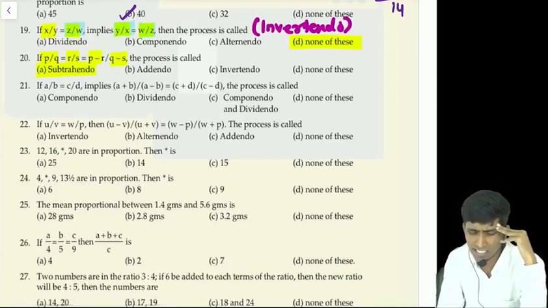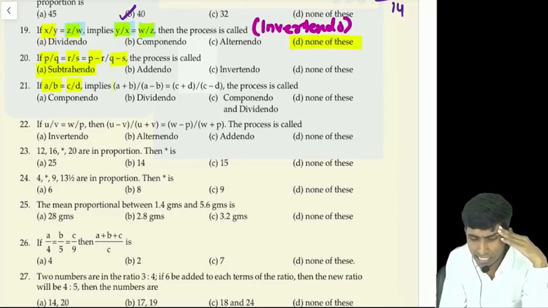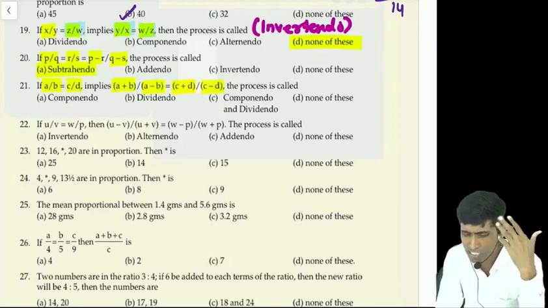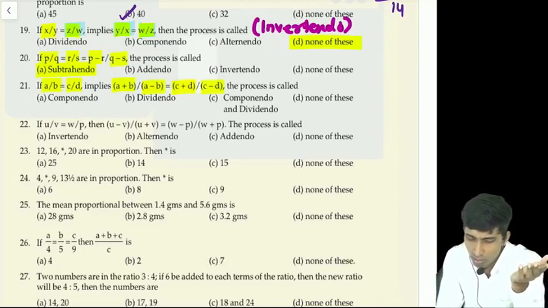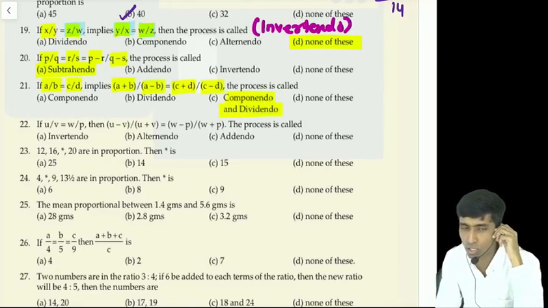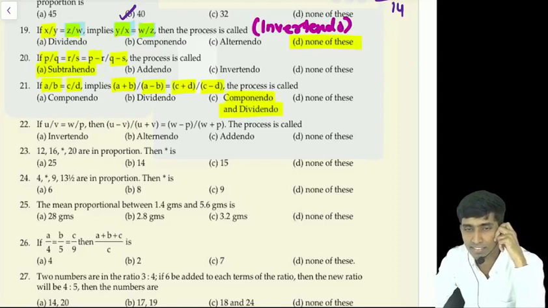Shall I go fast? A by B is equals to C by D. A plus B upon A minus B is equals to C plus D upon C minus D. This process is called what? Componendo and dividendo. Option C. Wow. Easy? Okay.